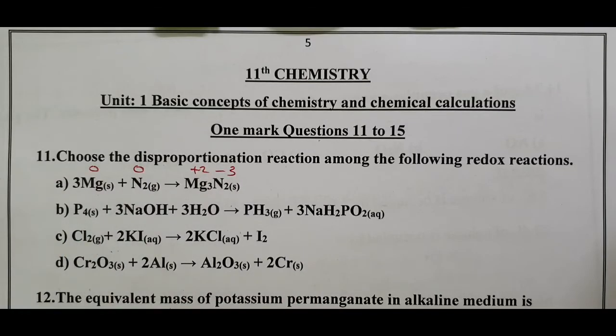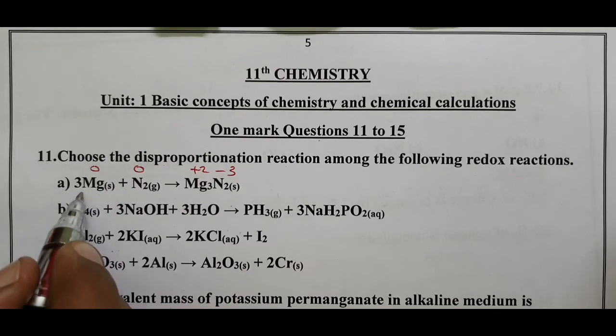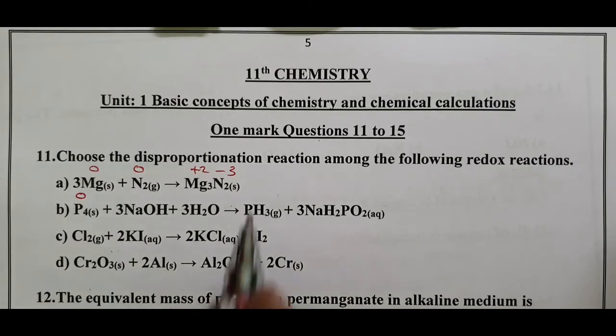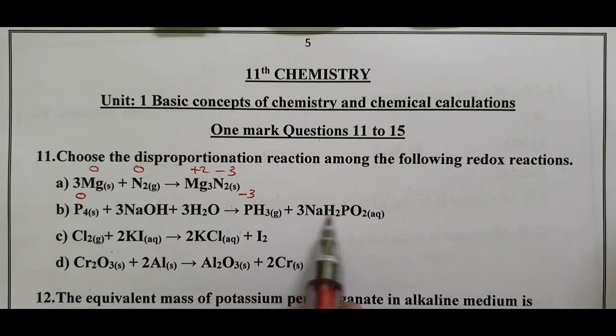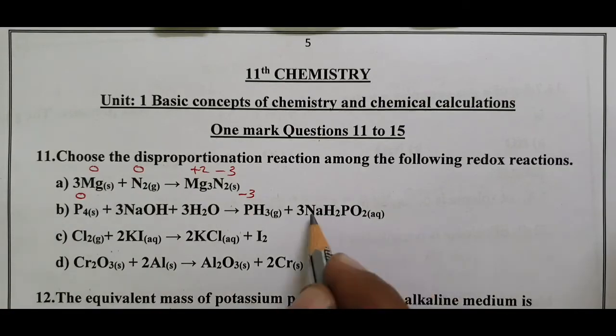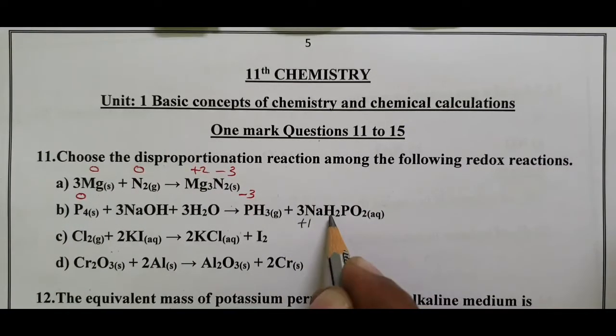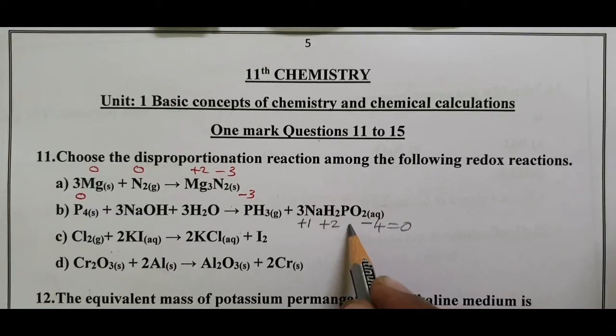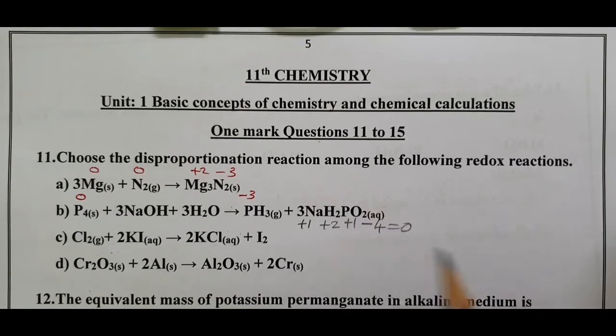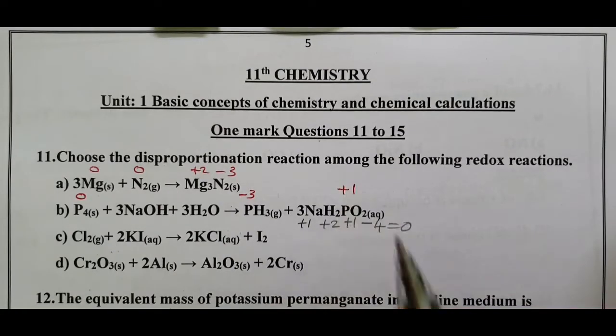In the second reaction, the element in the free state, phosphorus, has oxidation state 0. In phosphine, the phosphorus oxidation state is -3. In sodium hypophosphite, to find the oxidation state of phosphorus: sodium is +1, 2 hydrogens are +2, 2 oxygens are -4. When you put +1 for phosphorus, the sum of the oxidation states equals 0. In sodium hypophosphite, the oxidation state of phosphorus is +1.